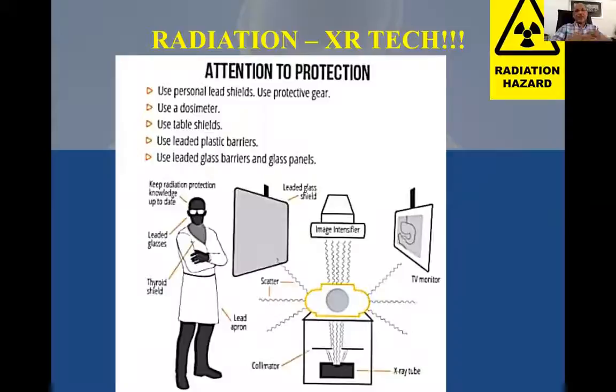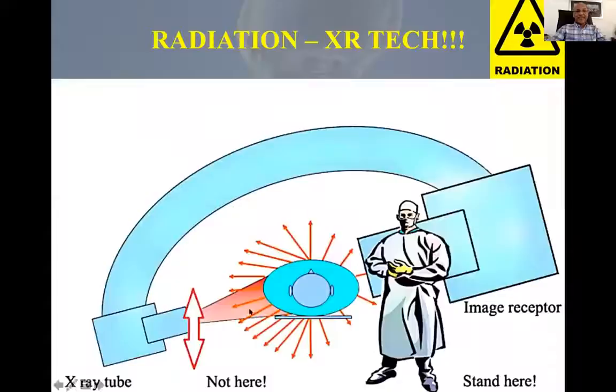We use stable shields. We use leaded plastic barriers. Nowadays, we try to use double shields, by which I mean you have a vest and you have a skirt underneath. And the skirt may look very nice on men, but in order to avoid radiation, that may be a good way to go because then it doesn't cause problems with the weight at all. So this understanding of where you're going to stand is very, very important.